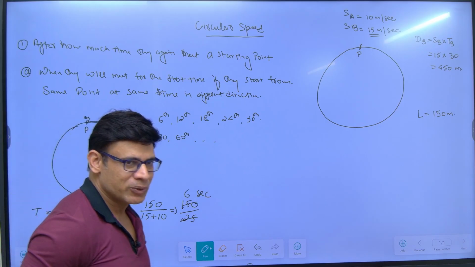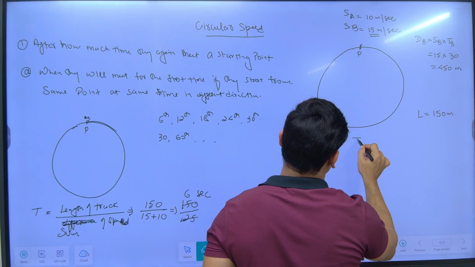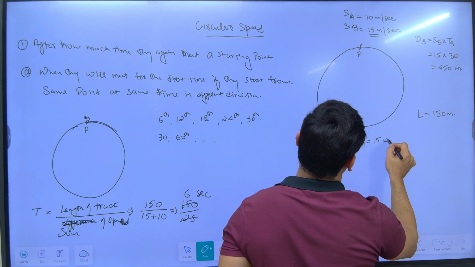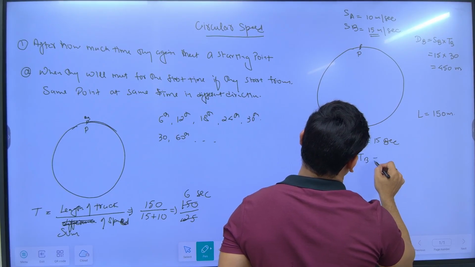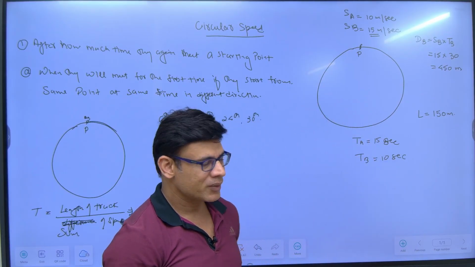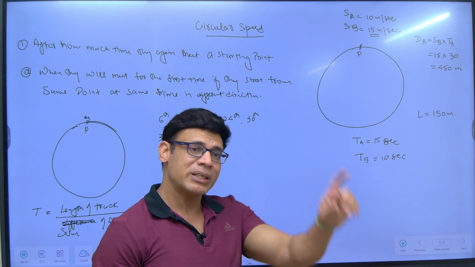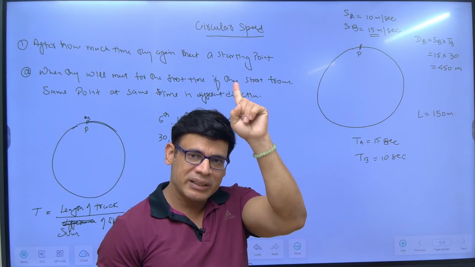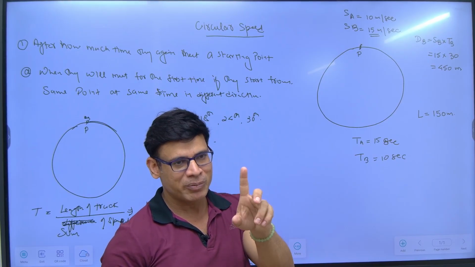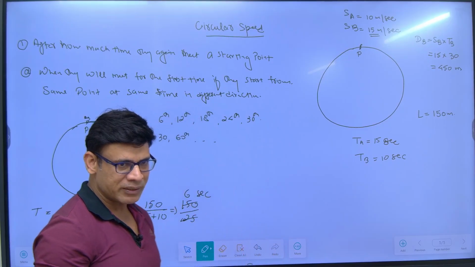How can you find out the starting point? What is the time taken by A? If the speed and length of the track are given, time taken by A is 15 seconds. Time taken by B is 10 seconds. To make one complete round, what is the LCM of 15 and 10? 30. That means at 30 seconds they meet at the starting point. Every time they'll meet at the starting point if they are moving in the same direction.